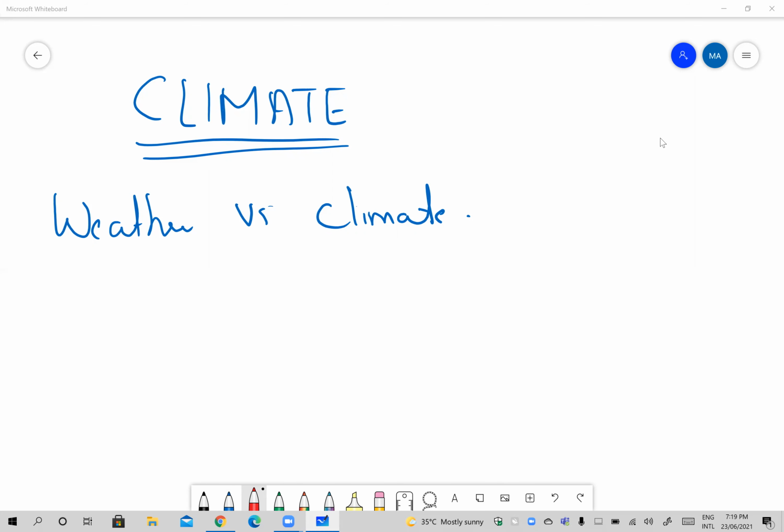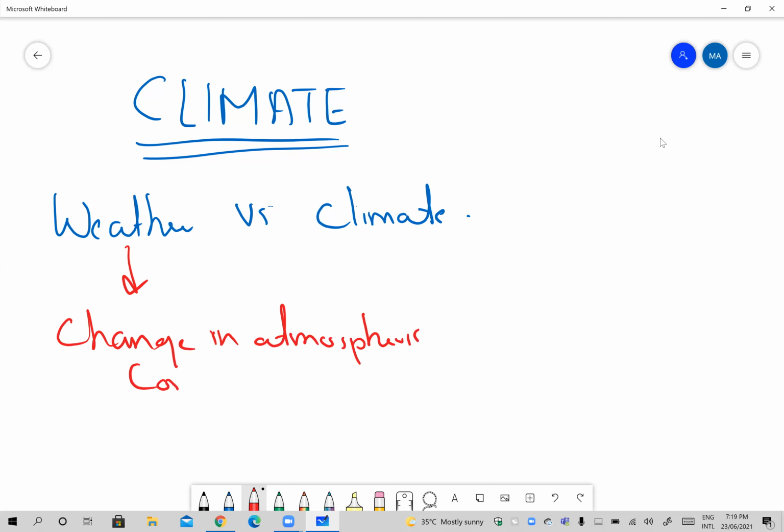Okay, so weather is basically a change in atmospheric conditions for a short period of time, whereas climate is a generalized terminology for the atmospheric conditions for a longer period of time. Both of these are changes in atmospheric conditions, but weather is for a short period of time and the climate is for a longer period of time. Okay.